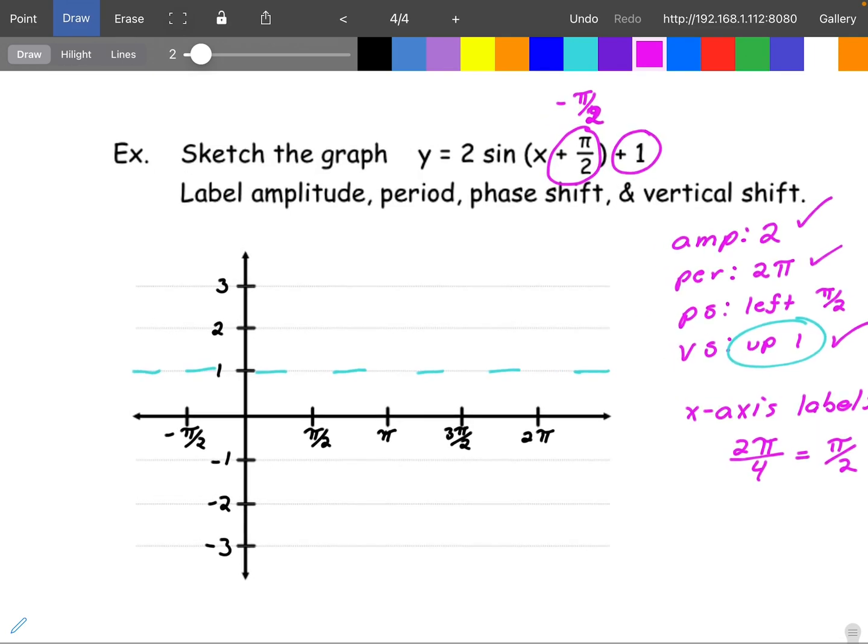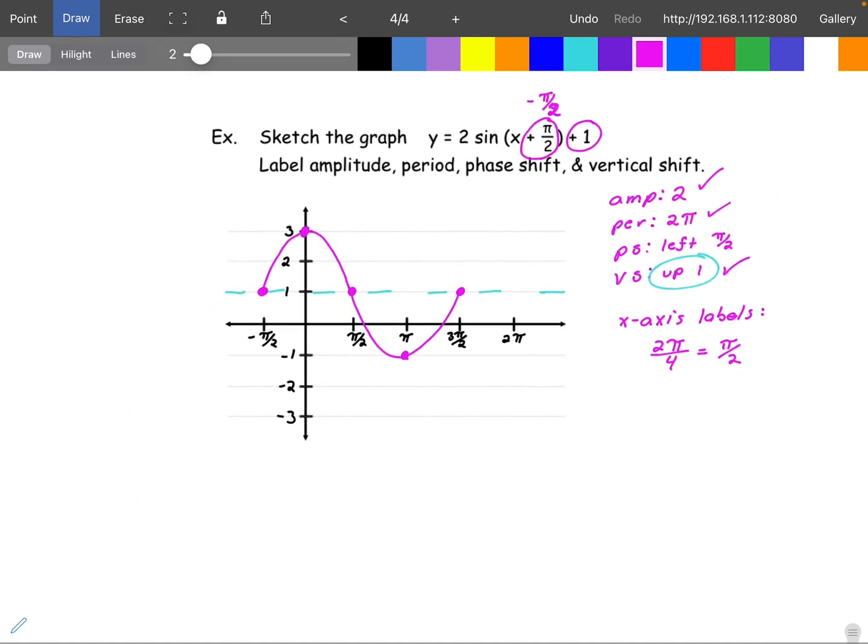Now, sine begins at 0, but remember, we have our new quote-unquote 0 or x-axis, which means our graph is starting here. Oh, nope. At negative pi over 2, and our quote-unquote 0. And then we're going up 2, then back to our 0, then down 2, and then back to our 0. So we have our sine function that has been shifted up 1, left pi over 2, and stretched by 2.